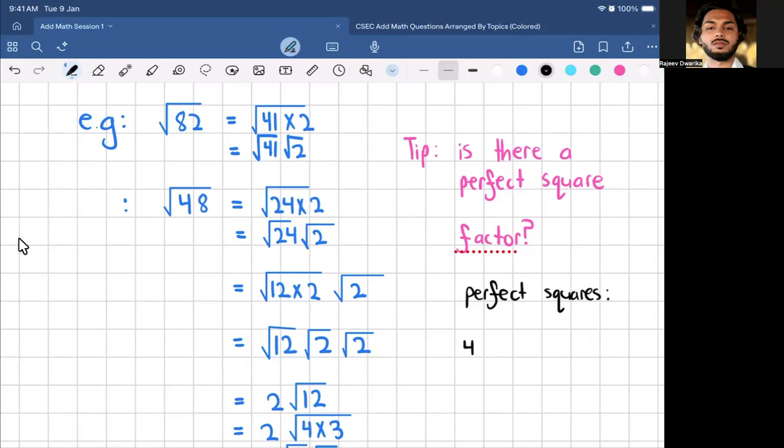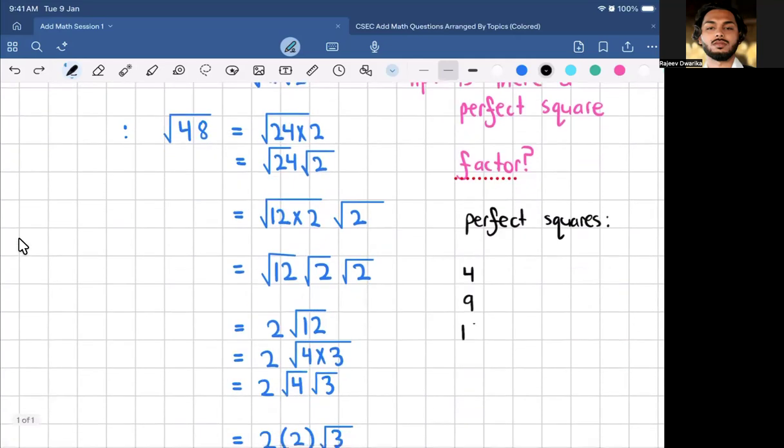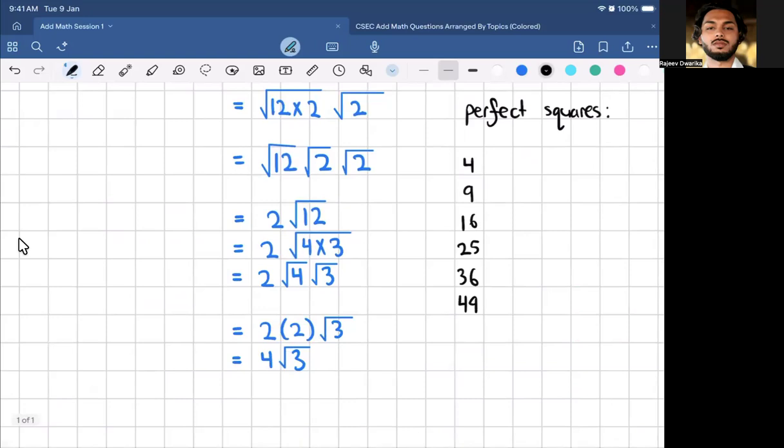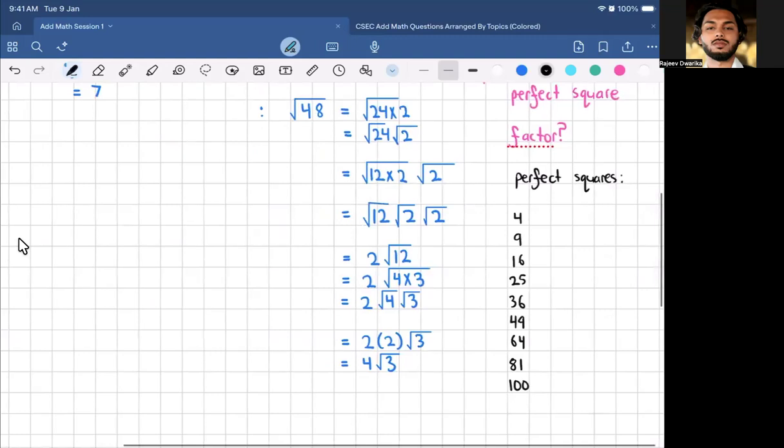So 4 is a perfect square, 2 by 2 is 4. Then 3 by 3 is 9, and then 16. Then continue: 25, then 36, 49, 64, then 81, 9 by 9 is 81, and then 100. That's enough. That's the majority of the perfect squares they need to know. I don't think you need to know any more beyond the scope. So just keep this in mind.